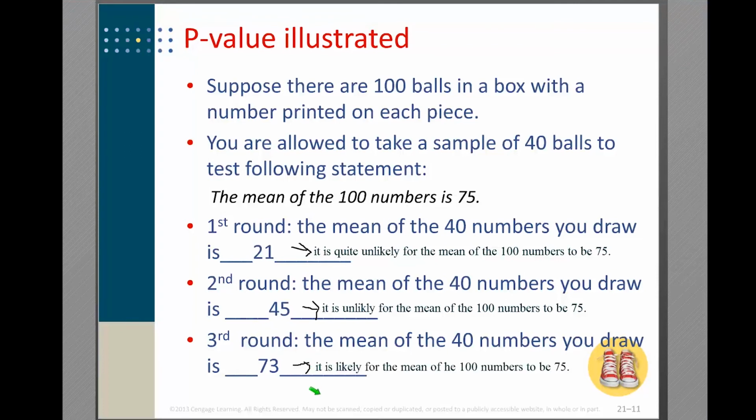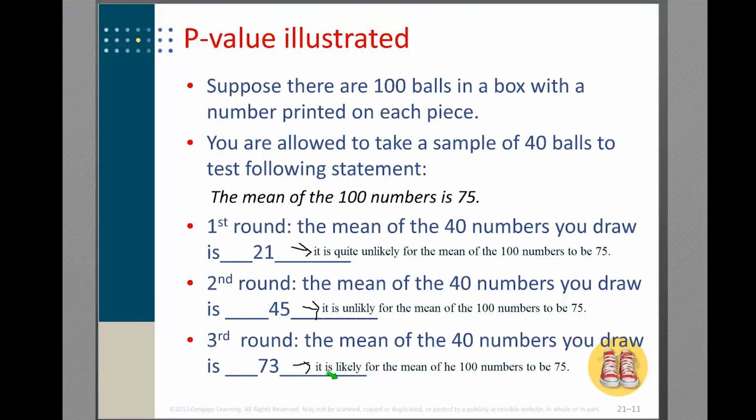All right. Now, as you can see, as the sample mean increases from 21 to 45 to 73, our judgment about that statement changed. At the beginning, we say it is unlikely to be true. Then for 45 as the sample mean, we still say it is unlikely to be true, but in comparison to 21 it is relatively more likely. And finally, when the sample mean is 73, this time we believe it's likely for the statement to be true. So when we say quite unlikely, unlikely, likely, we are actually describing the p-value.